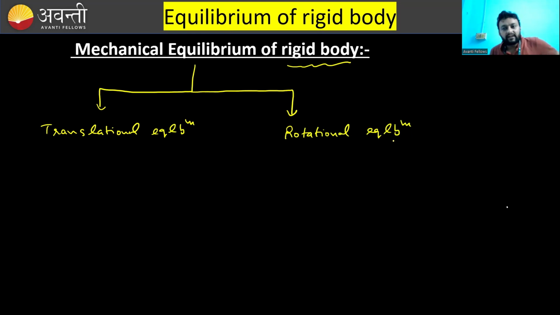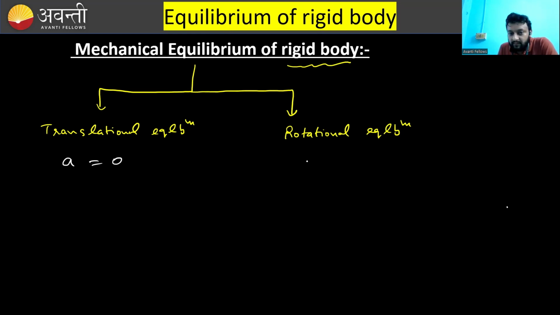Clear? So what is the meaning of translational equilibrium? That is the very famous term. What is the meaning of this translational equilibrium? I will tell you that the body should not be moving, should not be having a linear acceleration. Then it is known as translational equilibrium. That means for translational equilibrium, its acceleration should be zero.